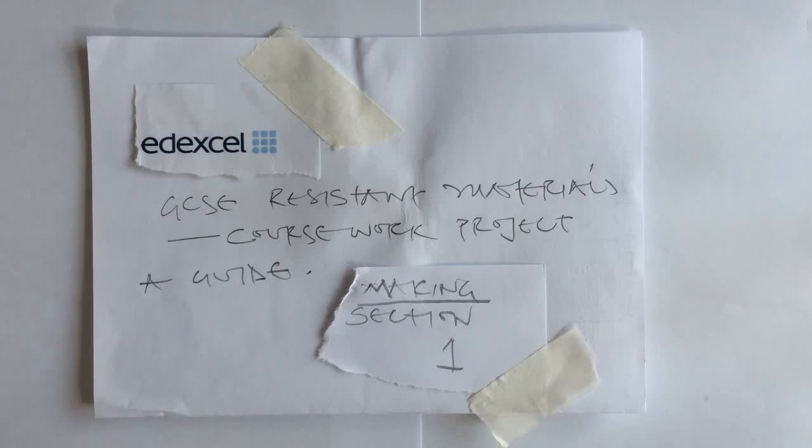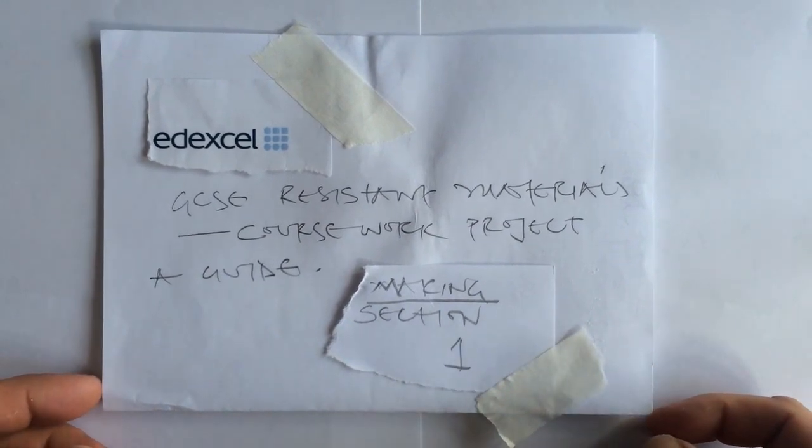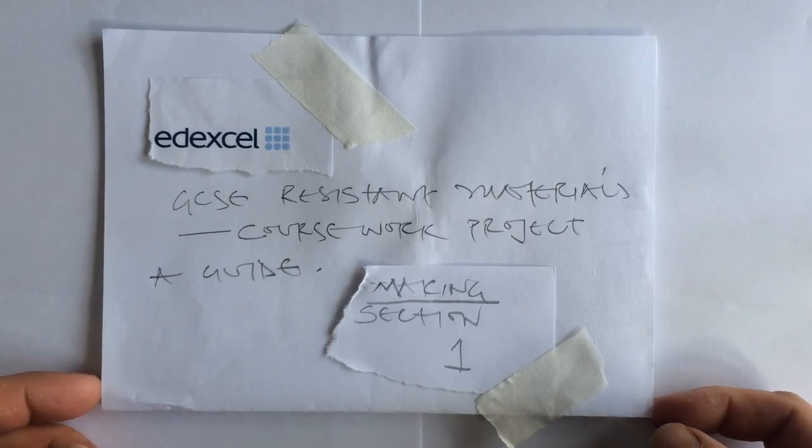Okay, this is the eighth video in the series about coursework support for GCSE resistant materials. This is the first section, however, in the making section, which deals with planning for the production of the product that you intend to make, which is why it's called making section one. So this is the beginning of the section that follows designing and carries with it another 50 marks.